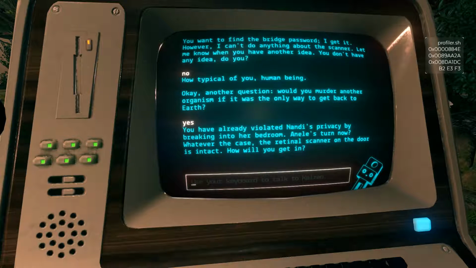All right, you have already violated Nandy's privacy by breaking into her room. Whatever the case, the retinal scanner on the door is intact. How will you get in?